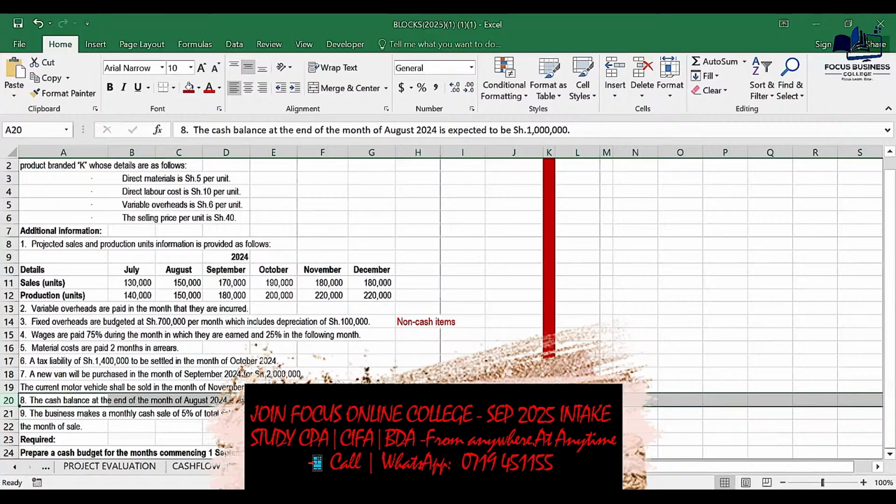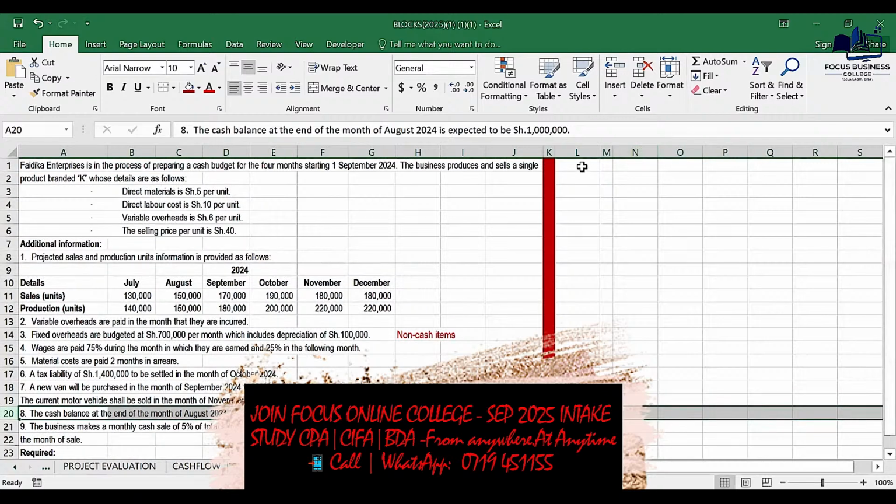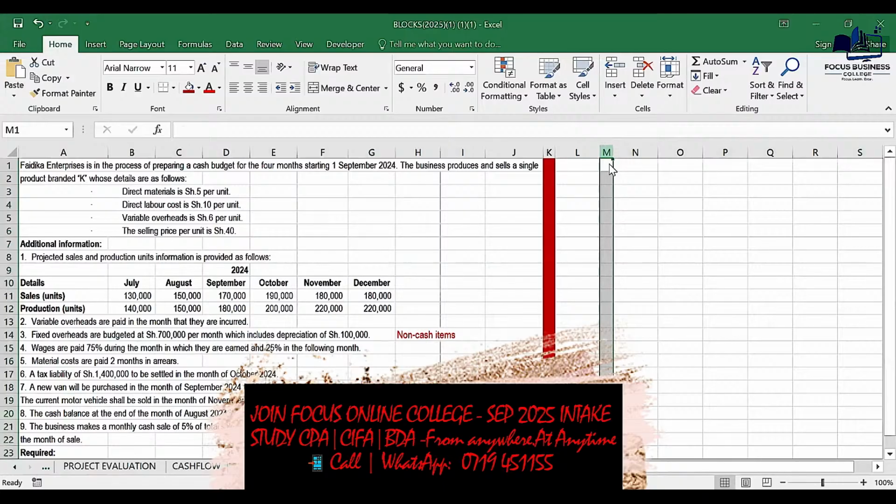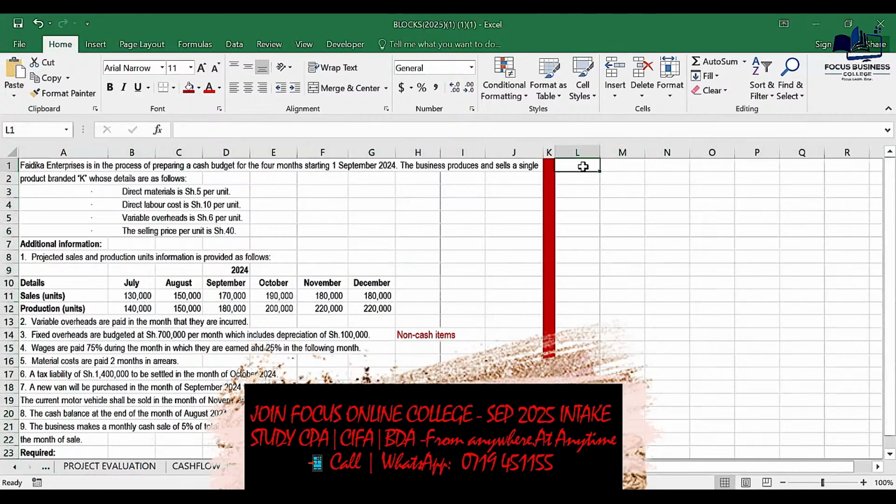So maybe in this case, I don't know whether we have some few workings we need to do before we can proceed to prepare our cash budget. Let's see whether we have some few workings which we need to do before we can proceed to prepare the cash budget. But remember, the first thing you should be able to remember is the format of the cash budget.